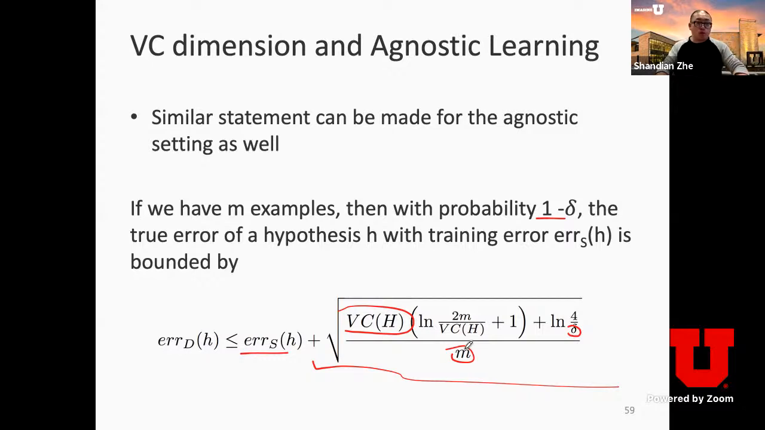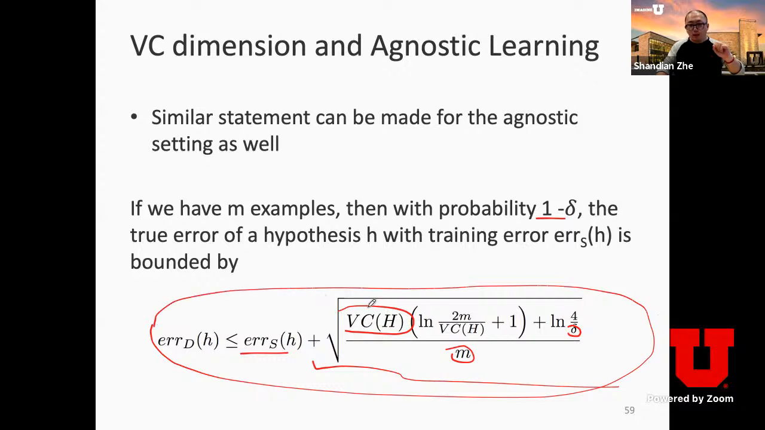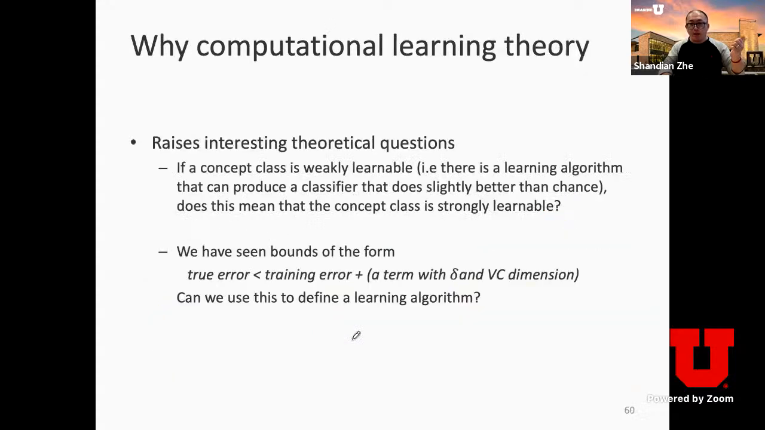Okay, this is what we have today. And on Thursday, we're going to motivate support vector machines based upon this sample complexity bound and the VC dimension. Okay, see you on Thursday.